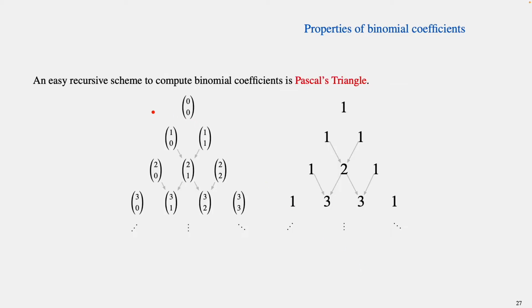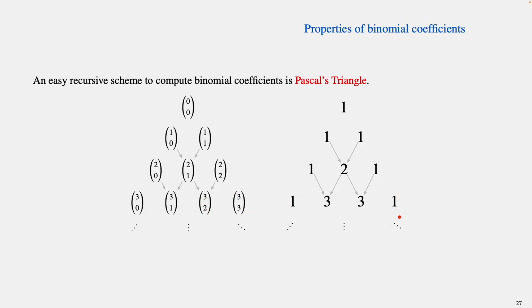And there's an easy recursive way to compute the binomial coefficients. It's called Pascal's triangle. So you arrange the binomial coefficients in this order. In the first line you start with 0 over 0, then in the next line you have 1 over 0, 1 over 1, then in the third line you have 2 over 0, 2 over 1, 2 over 2, then 3 over 0, 3 over 1, 3 over 2, 3 over 3.